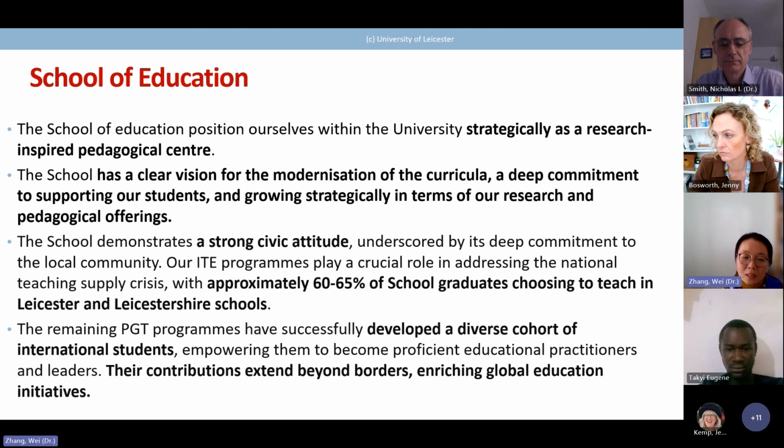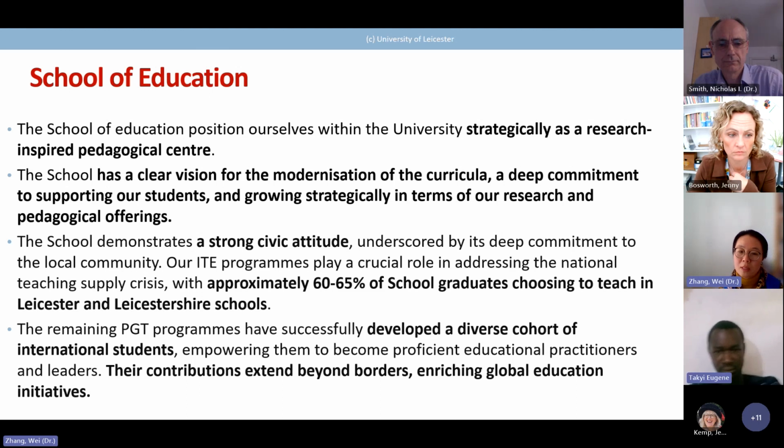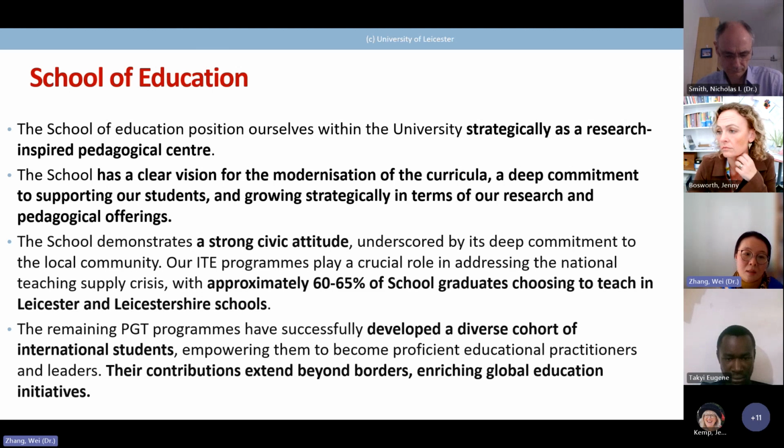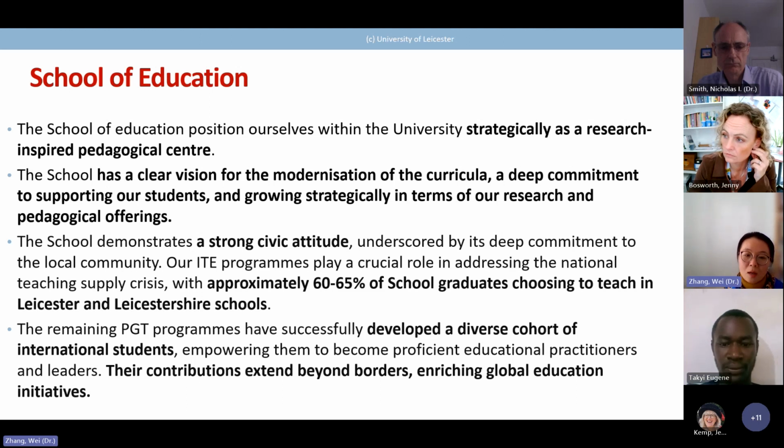Many of you may be aware that there is a national teaching supply crisis. Our suite of international initial teacher education programs play a crucial role in addressing this crisis, with approximately 60 to 65% of our graduates from these programs choosing to teach in Leicester and Leicestershire schools. The remaining postgraduate taught programs have successfully developed a diverse cohort of international students, empowering them to become proficient education practitioners and leaders, contributing to initial teacher positions and educational leadership, educational practitioners worldwide in the places that they come from.